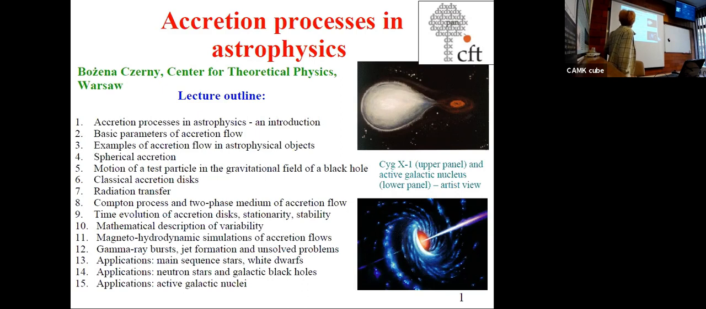And then we will return again to some specific classes of objects. We'll talk about gamma rays, main sequence stars, white dwarfs, neutron stars, black holes, and then HEN specifically. So that's the plan.